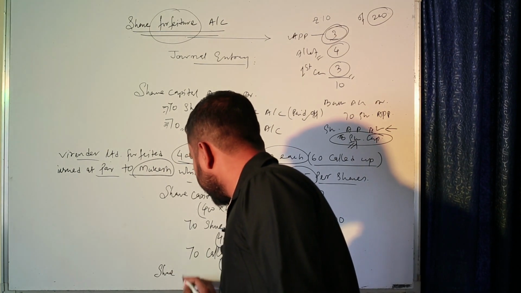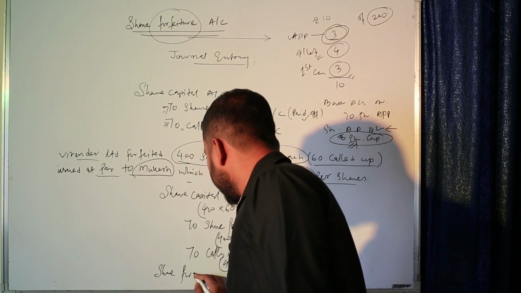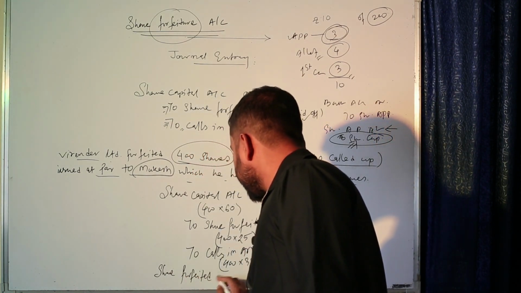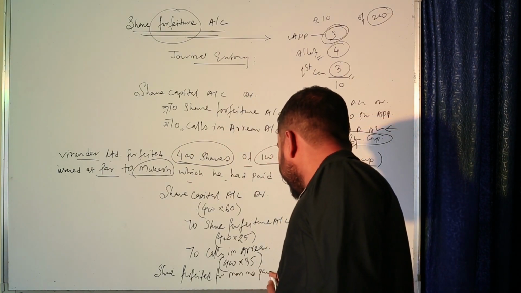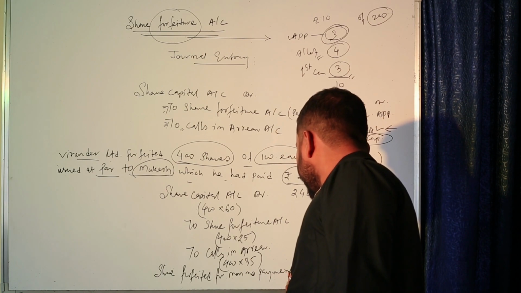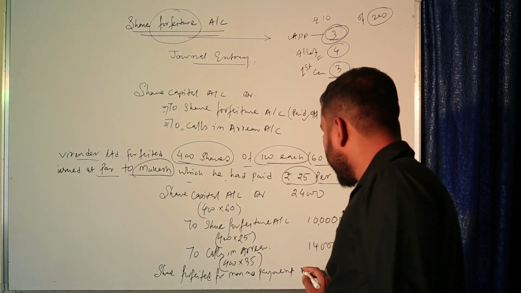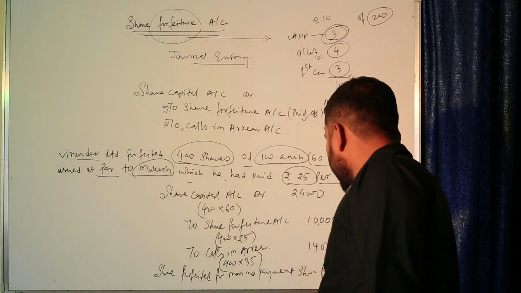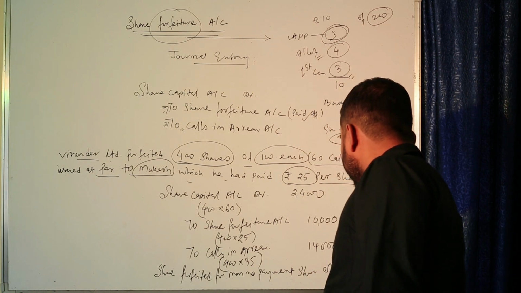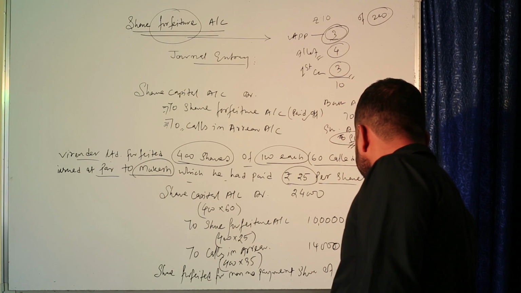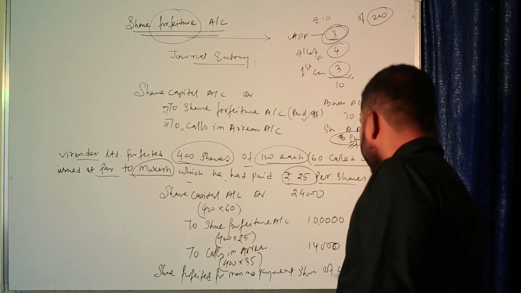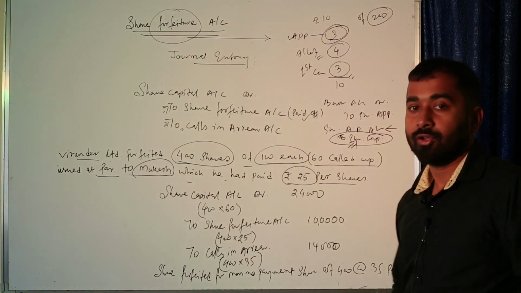Share forfeited for non-payment of shares of 400 at the rate of 35 each per share. Also you can write that. I hope you understood.